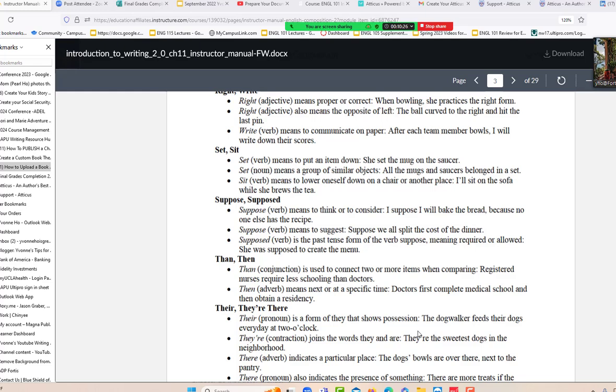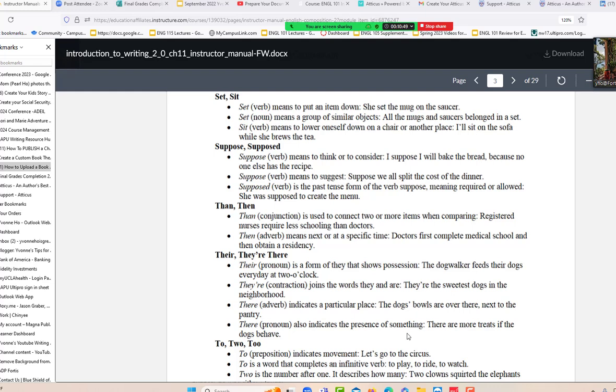Than and then. Than is used to connect two or more items when comparing. Registered nurses require less schooling than doctors. Then, adverb, means next or at a specific time. Doctors first complete medical school and then obtain a residency. There.